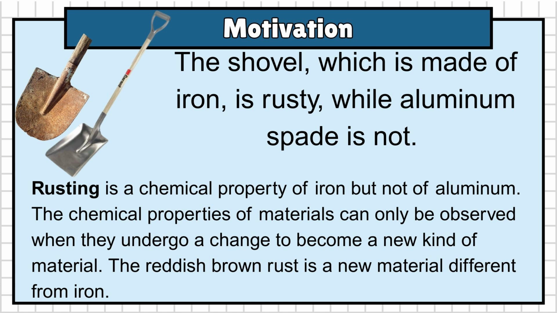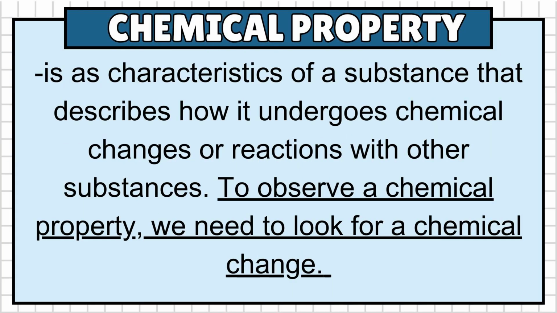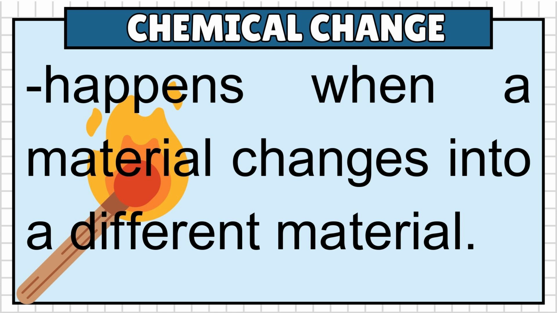The chemical properties of materials can only be observed when they undergo a change to become a new kind of material. The reddish-brown rust is a new material different from iron. A chemical property is a characteristic of a substance that describes how it undergoes chemical changes or reactions with other substances. To observe a chemical property, we need to look for a chemical change. A chemical change happens when a material changes into a different material.